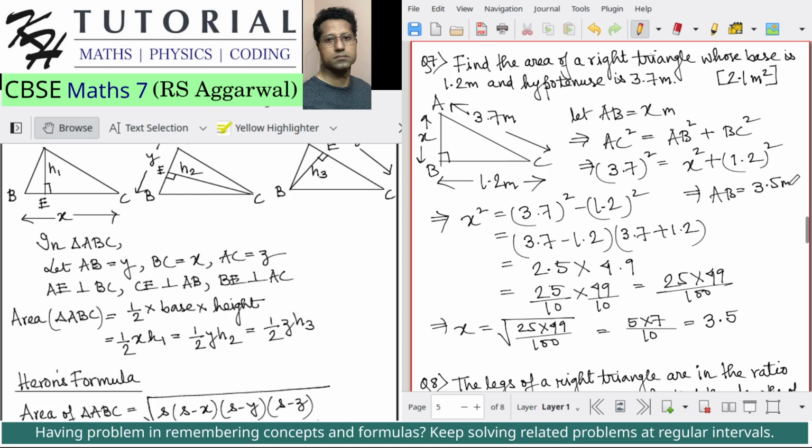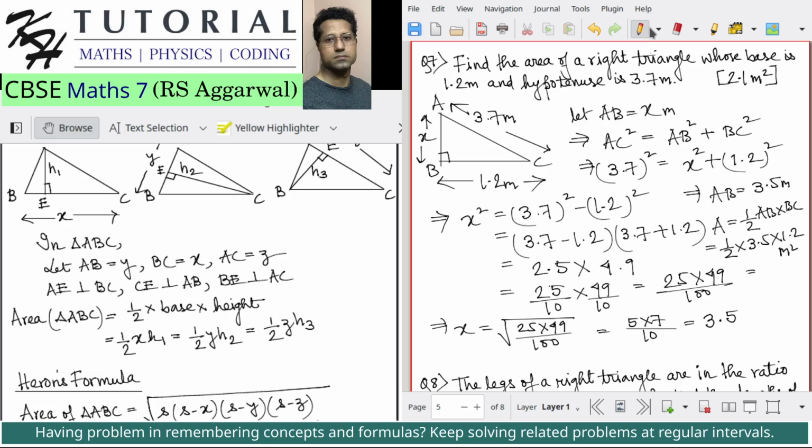3.5 meter. Therefore, area, I'm sorry, I really do not have any space. I hope you will be able to make out what I am writing. So area is half AB multiplied by BC. This is equal to half multiplied by AB is 3.5 and BC is 1.2 meter square. This is equal to 3.5. So this is equal to, let me use the calculator.